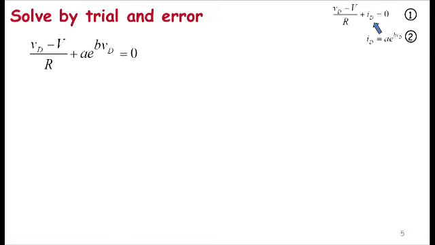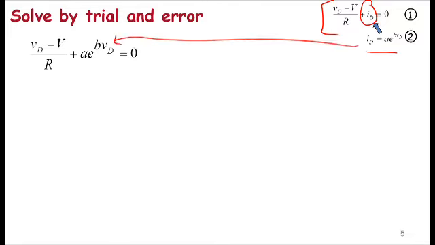Okay, so let's go ahead and solve this. I'm going to solve this by trial and error. In this case, what I've done is I have taken my equation 1 and equation 2, and I've simply replaced ID in equation 1 with the ID from equation 2, like so. Okay, so I end up with VD minus V divided by R plus A e raised to B VD, and the whole thing equals 0.